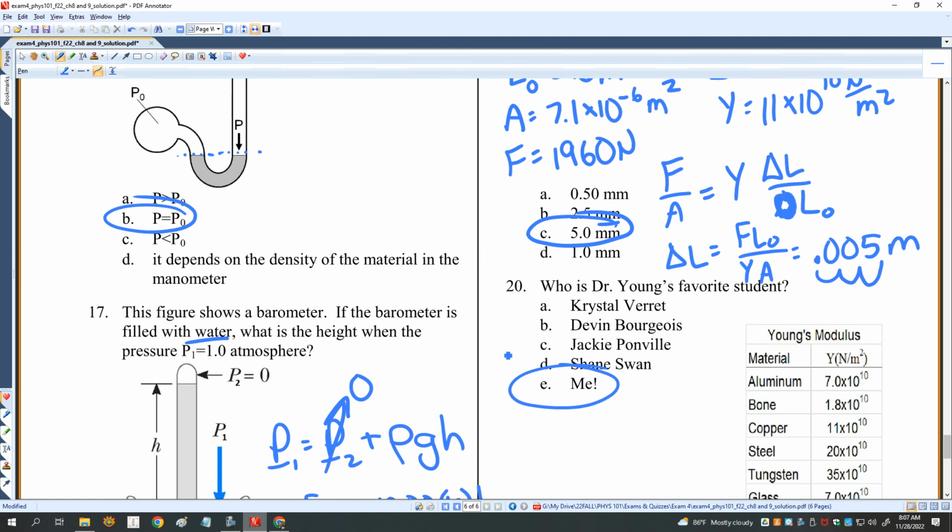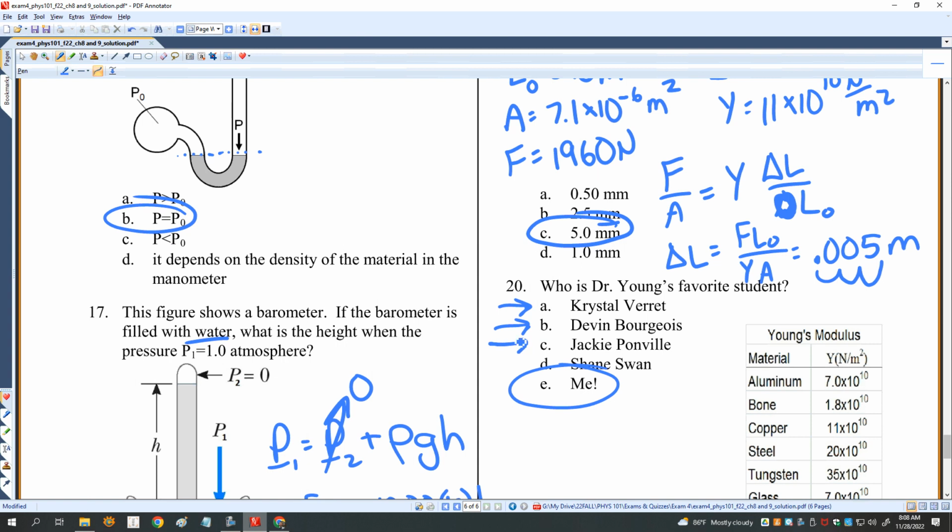Although these are some really great students. These are all chemistry alumni. Crystal Verrett, she's a chemist, I think at Shell, if I'm not mistaken. She also runs like a dance company or something. It's kind of cool. Devin Bourgeois is a doctor over at the Family Doctor Clinic.